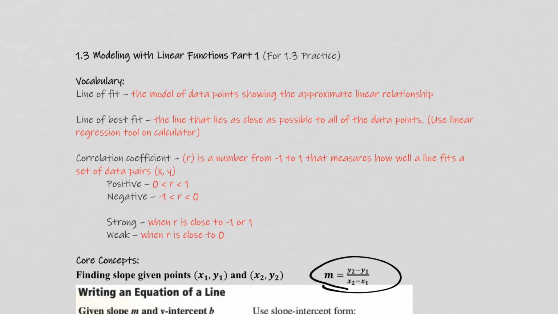Okay, for the third video for 1.3, we're going to talk about line of fit. That is the model of data points showing the approximate linear relationship. So it's getting a linear equation that approximately fits those data points, based on the points you chose to find them with.